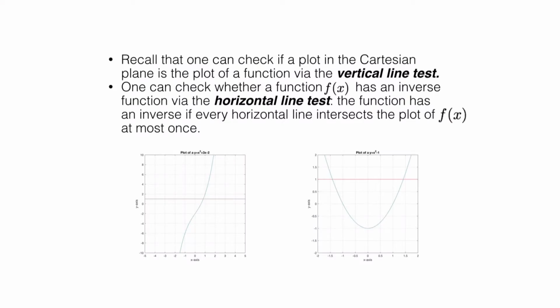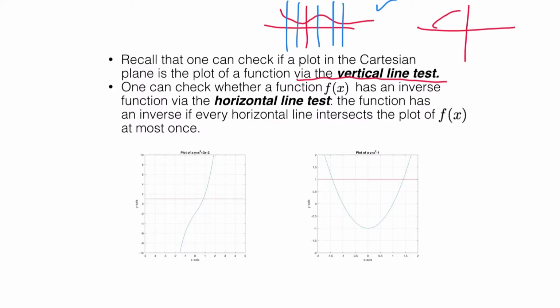So recall that one can check if a plot in the Cartesian plane is the plot of a function via the vertical line test. So we looked at some purported function and we drew vertical lines. And if it intersected the plot only once, it was a function. And if there were multiple intersections, it was not a function. So this is an example of failing the vertical line test.